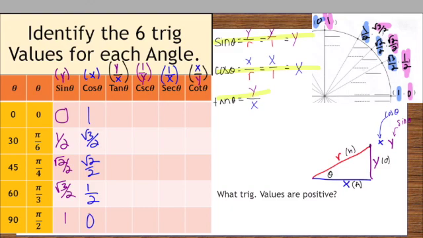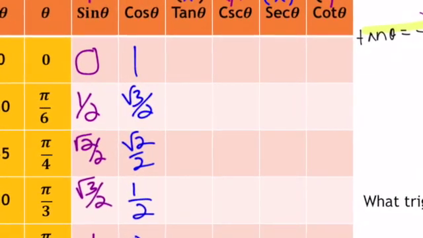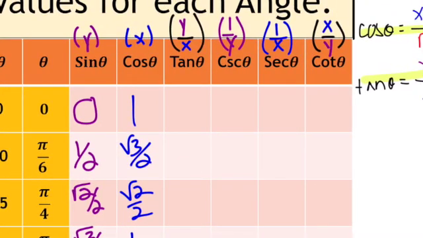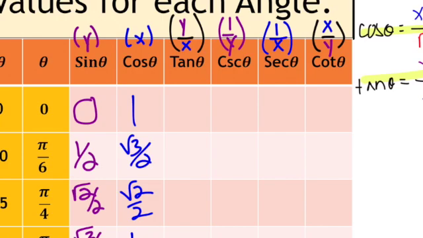So with these values, I'm going to be able to find everything else. I can find the tangent, the cosecant, the secant, and the cotangent. So let's start with our tangent value. Our tangent value is just going to be the y value divided by the x. So my y value is 0, my x value is 1. 0 divided by 1 is 0.